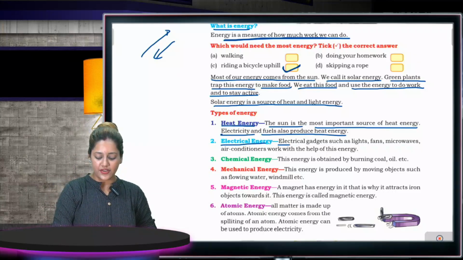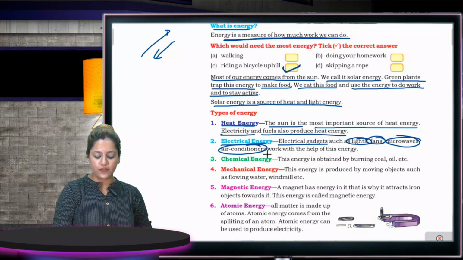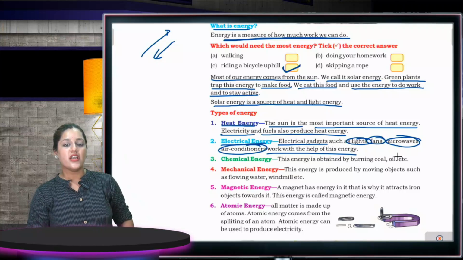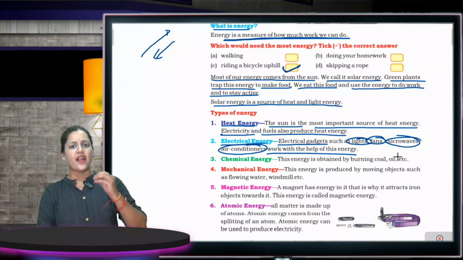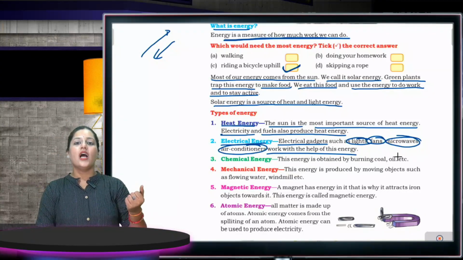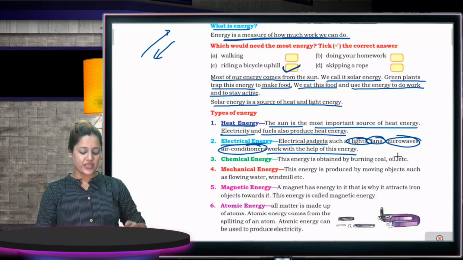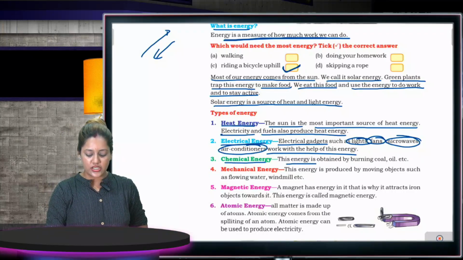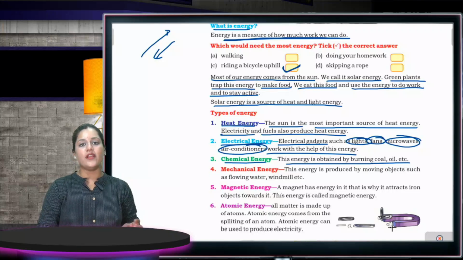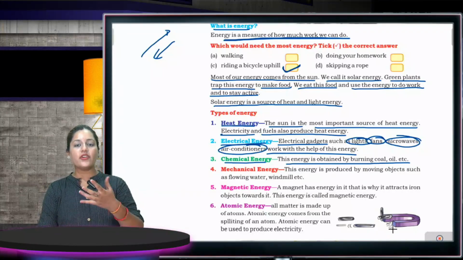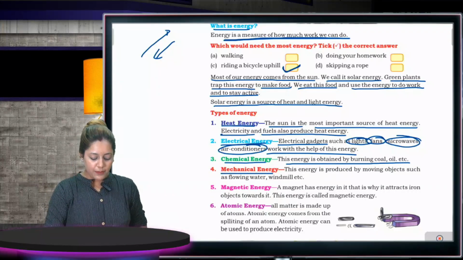Electrical energy. Electrical gadgets such as lights, fans, microwaves, air conditioners work with the help of electricity. So electrical energy means electricity. So all the appliances work on electrical energy. Chemical energy. The energy is obtained by burning coal or oil. When we burn coal or oil, what do we get? We get chemical energy.